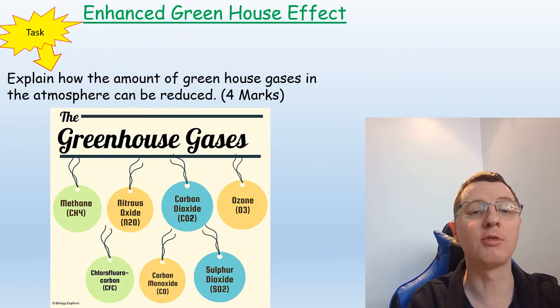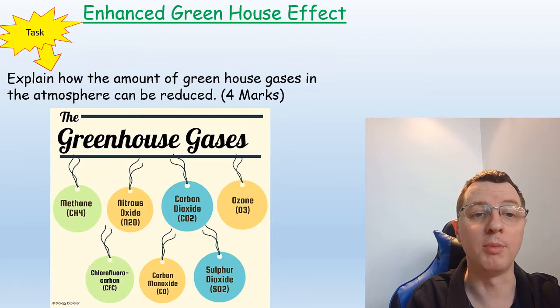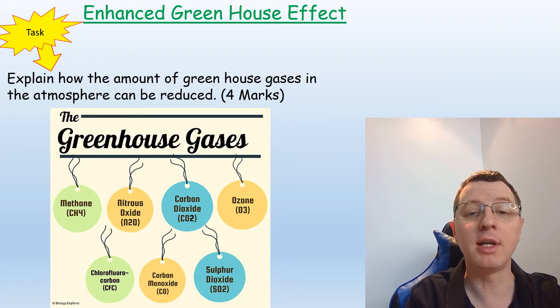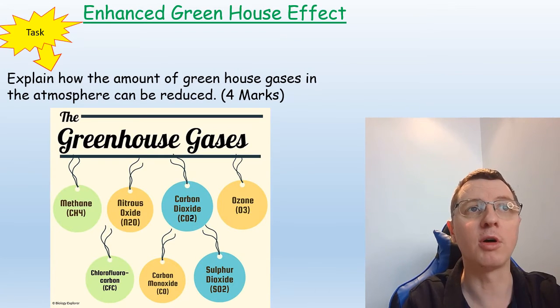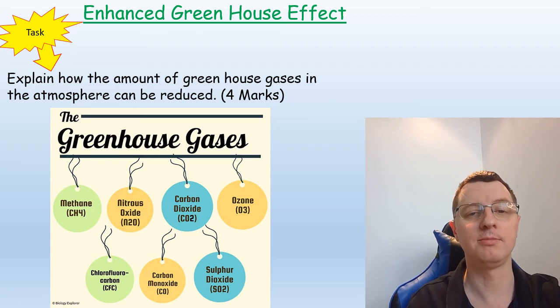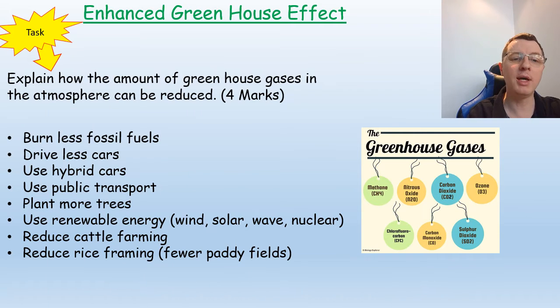Here's a different style of question that you might be asked about global warming. Explain how the amount of greenhouse gases in the atmosphere can be reduced. Pause the video, try this question. It's a 4-mark question, so it should take you 4 minutes. I'll give you the answers in a moment. So here are the answers.